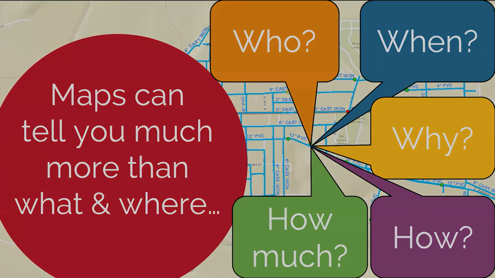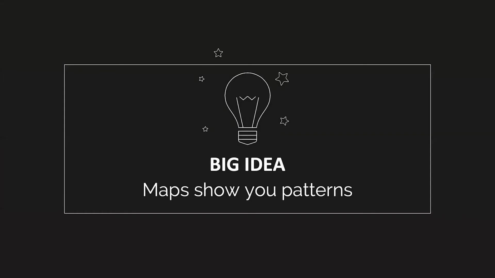The big thing here is that maps show you patterns, and identifying patterns in your data can really save utilities a lot of money and allow you to develop much more efficient capital improvement and replacement plans. The beauty of a map is that you can see patterns in a map that you just would not see in any other format.